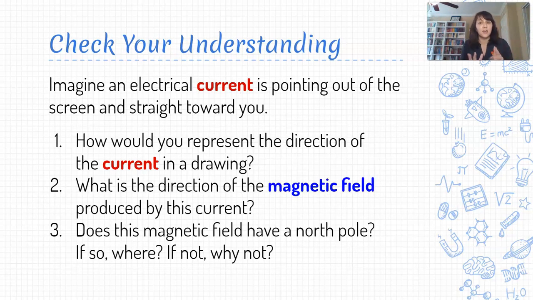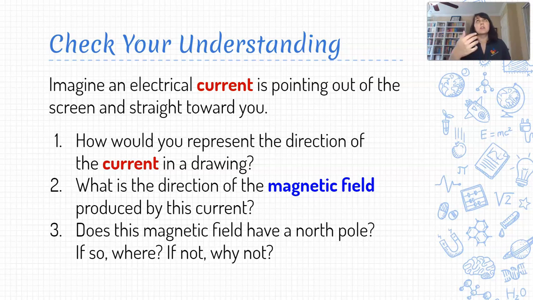Okay. So let's just check in on our understanding of this right-hand rule then. So imagine that there is a wire that is coming straight out of your screen and right towards you, okay? And there's this current running across or along the wire that is from your screen towards your face, all right? So first question is, how would we represent the direction of that current in a drawing, in a 2-dimensional drawing?